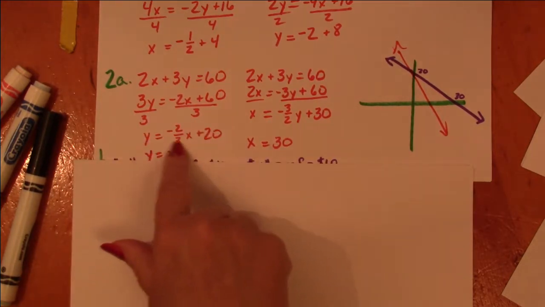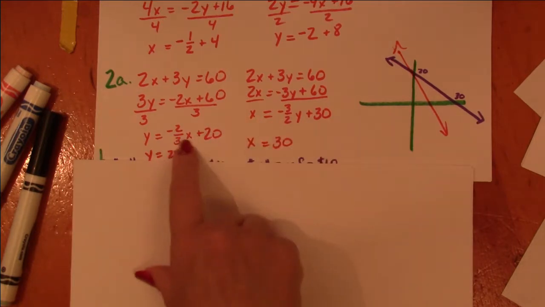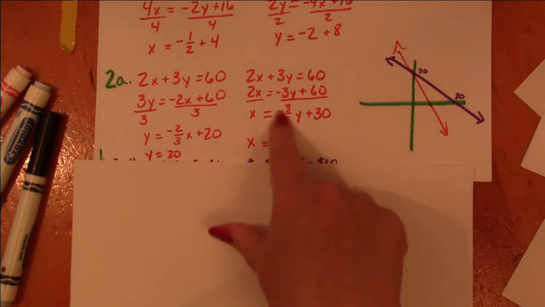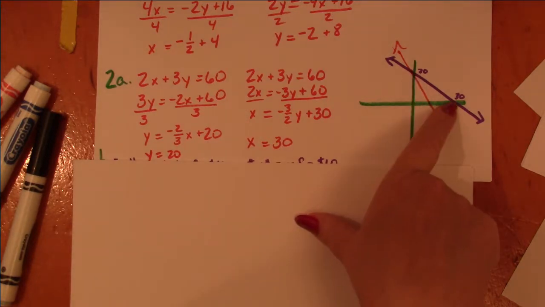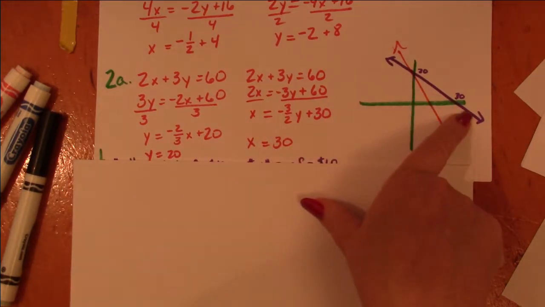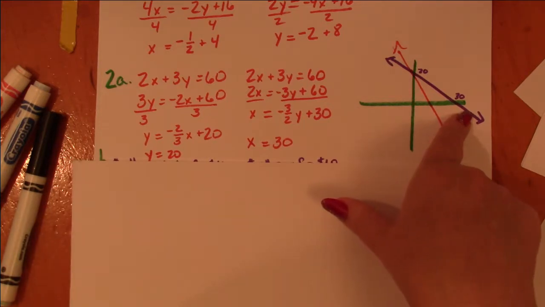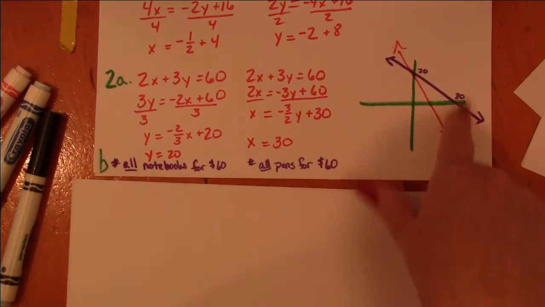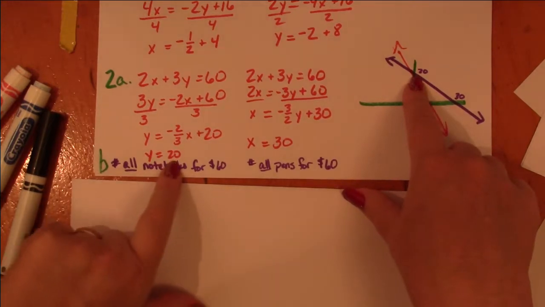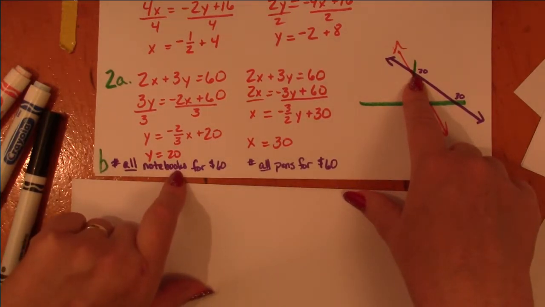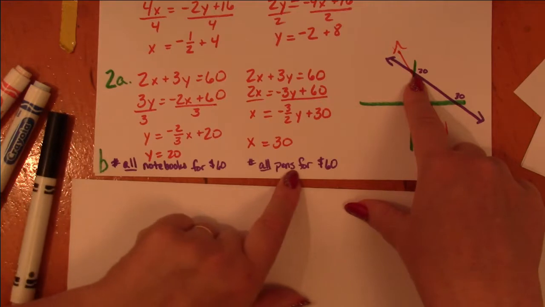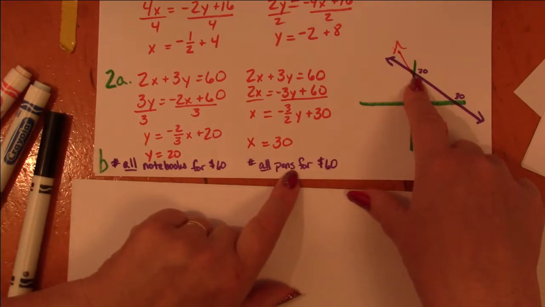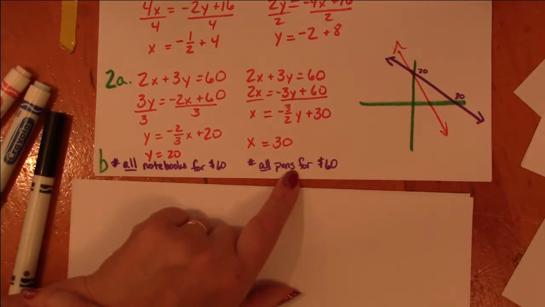I did it the long way. I found the x and the y and then decided that x was 0 and y is 0, and y equals 20 and x equals 30. And when y equals 20 and x equals 30, you end up with this purple line here. Part b asks what each intercept represents. When you're just buying y, that's the number of notebooks you can buy if all you're buying is notebooks for $60. And when all you're buying is pens for $60, that's what x equals 30 means.